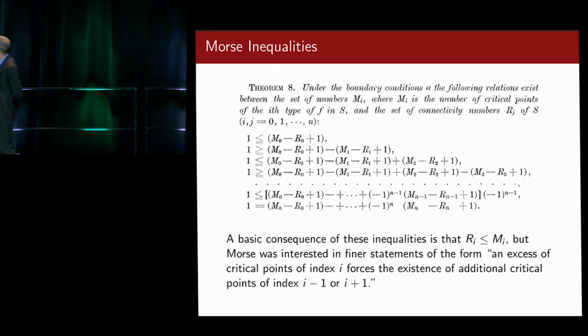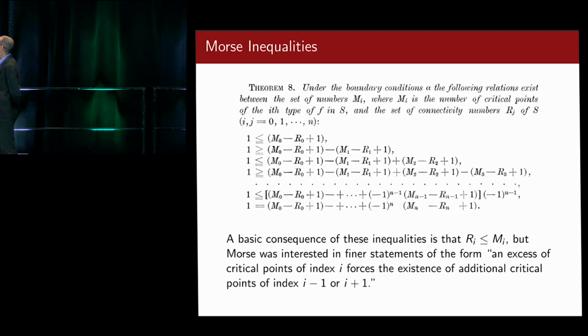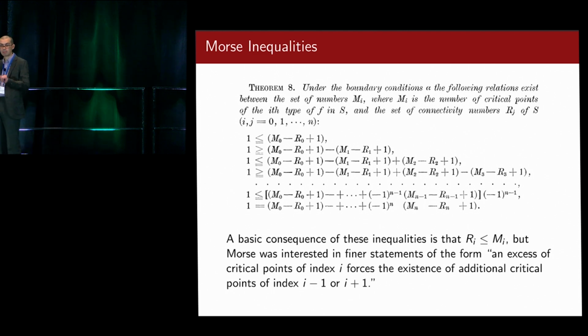I told you exactly what properties it's supposed to have on this domain S, okay? And he wants, as I told you, to relate the numbers m_i of critical points of index i and the numbers r_i, which we now call the Betti numbers, the connectivity numbers. And he writes a bunch of inequalities. So I just want to look at the first one. The first one is very simple. The first one says that m0 minus r0 is non-negative. And it just says there must be at least as many minima as there are components. That's very straightforward. Every component must have a minimum because we have compactness.